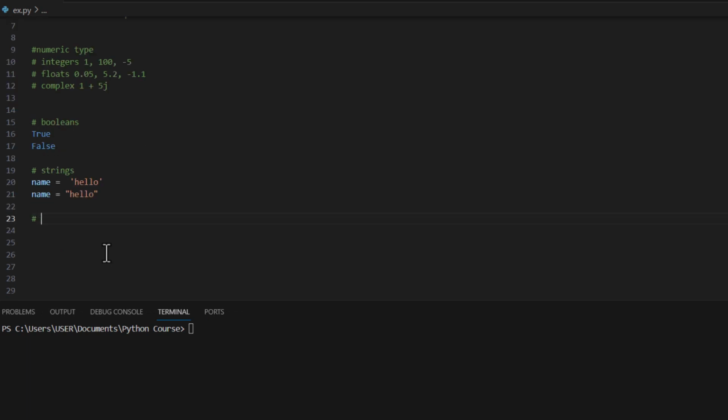So now we'll look at collections or sequences. When we say collections or sequences, we're basically talking about things like lists, we're talking about things like tuples, we have sets, we have dictionaries, and so on. In fact, strings are also considered to be sequences since it's a collection of characters.